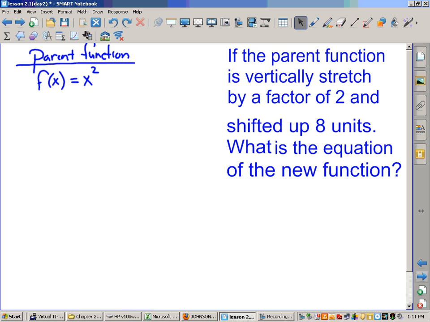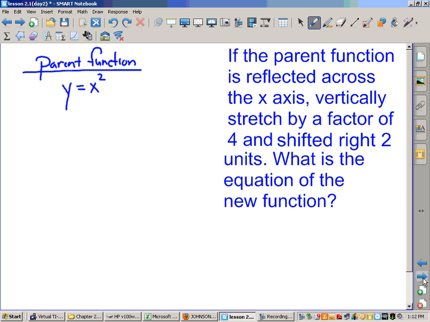If you're going to take this function right here and stretch it, if I vertically stretch something, I have to take the function itself and multiply it by 2. That takes this parent function of x squared times 2. Then I have to shift it up 8 units. So I have the up 8 units and vertically stretching it by a factor of 2. All right, erase your boards, and here you go. Next one.